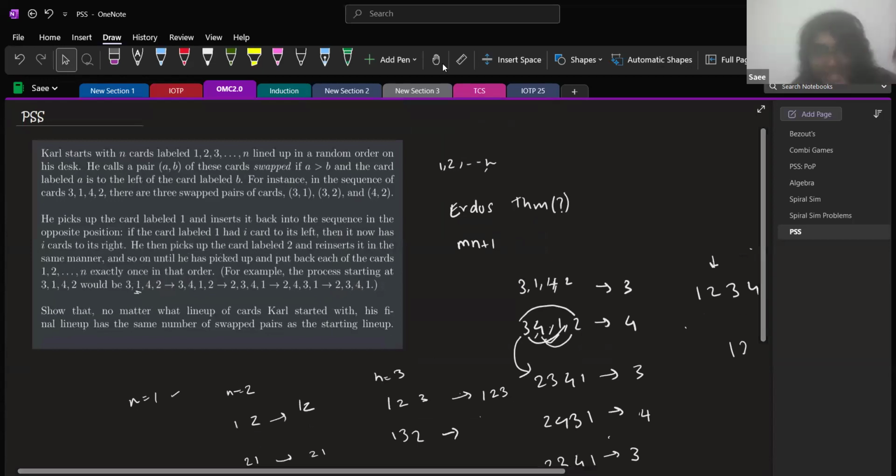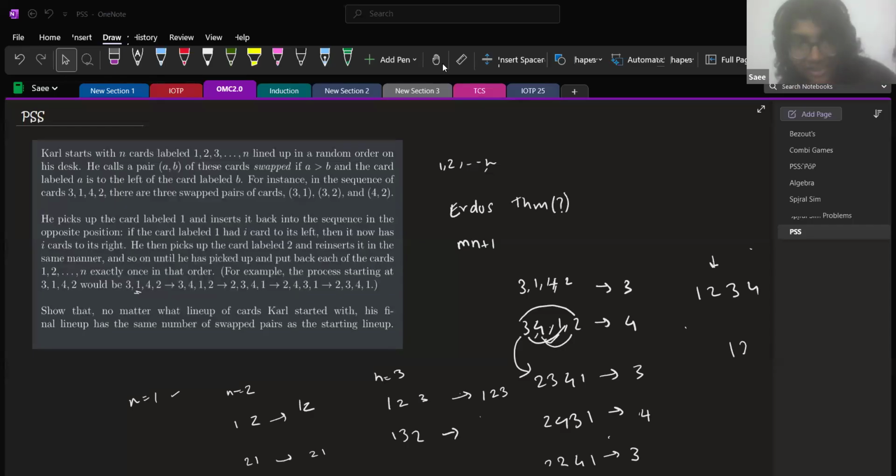Guys, I can see that messages are coming in the chat, but it's so weird because I am just not able to see what the messages are. I don't know how to fix this issue.